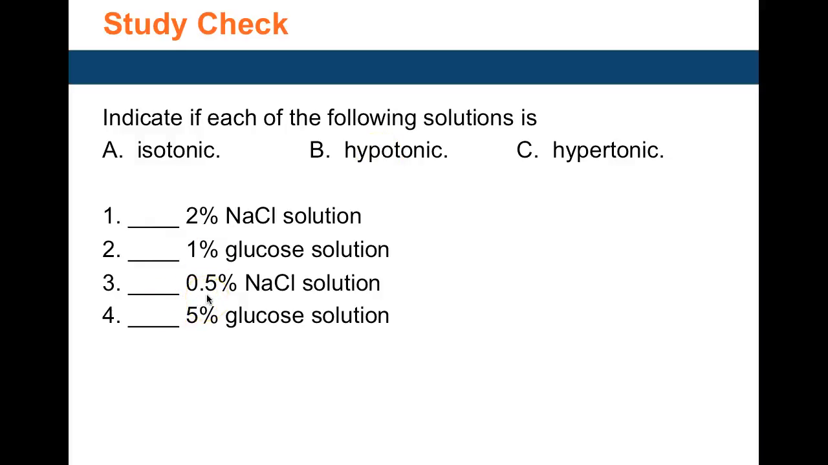Normal sodium chloride should be 0.9%. This is 0.5, so it's hypotonic. 5% glucose is normal, so that is isotonic.